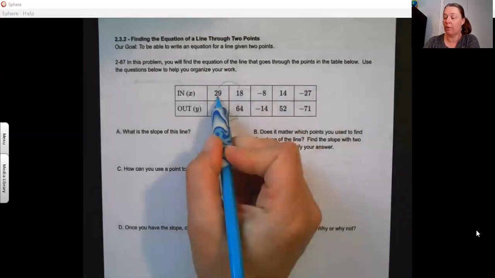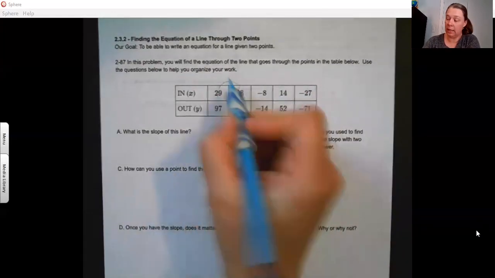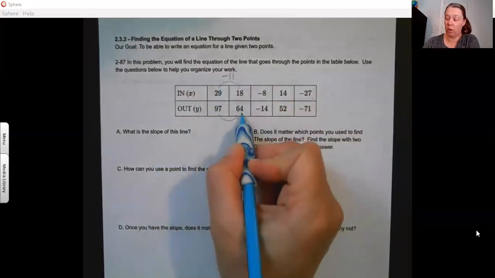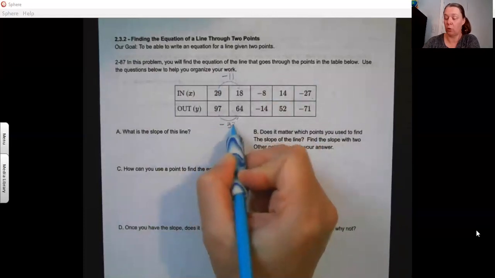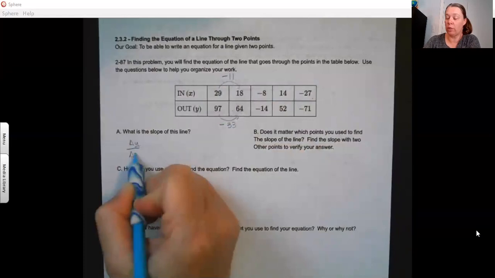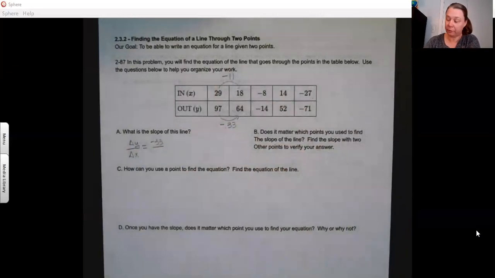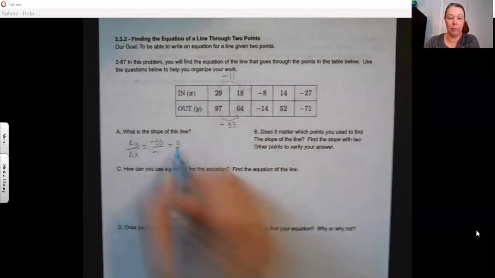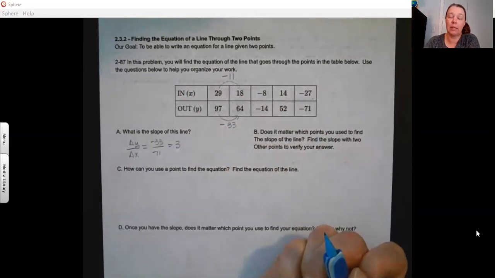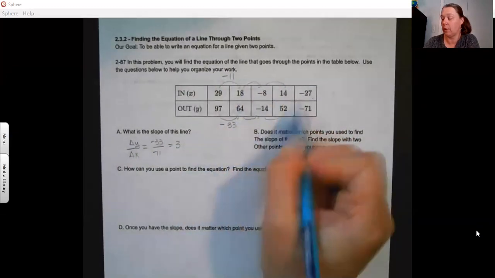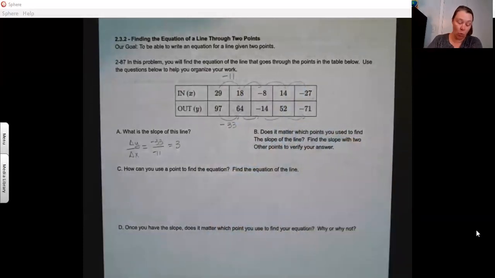So what's happening from 29 to 18 is it's decreasing by 11. That's my change in x. From 97 to 64, what is happening? It's going down by 33. So remember, slope is delta y over delta x. And if I divide my change in y by my change in x, I get 3. Okay, well, will that happen no matter what points I pick, is the question. So to get from here to here, for example, or here to here, or whatever, if you pick another pair, will you get the same answer?